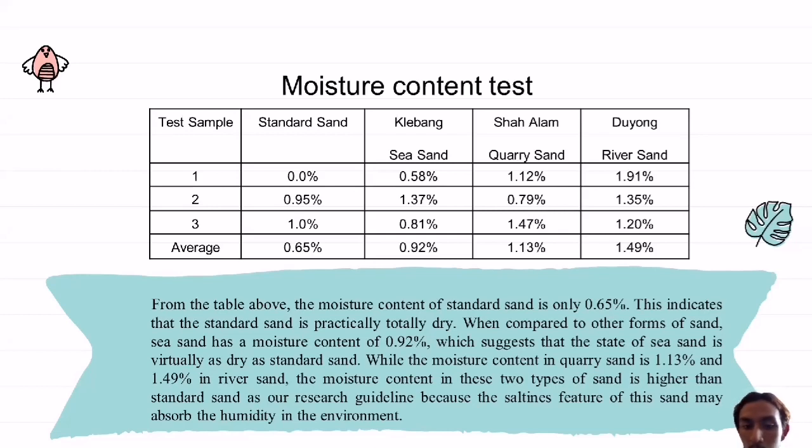When compared to other forms of sand, sea sand has a moisture content of 0.92%, which suggests that the state of sea sand is virtually as dry as standard sand, while the moisture content in quarry sand is 1.13% and 1.49% in river sand. The moisture content in these two types of sand is higher than standard sand, as per our research guideline, because the saltiness feature of this sand may absorb the humidity in the environment.